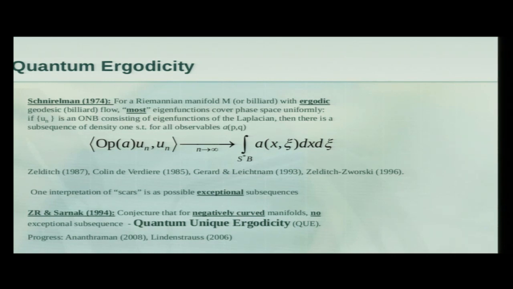Now, in the integrable setting, there are some stable periodic orbits, and the physicists know how to construct eigenfunctions or quasimodes which accumulate to those. So in the integrable case, there are scars that are known. You can try to do this in negative curvature, but in negative curvature, the periodic orbits are dynamically unstable, and these constructions do not work.